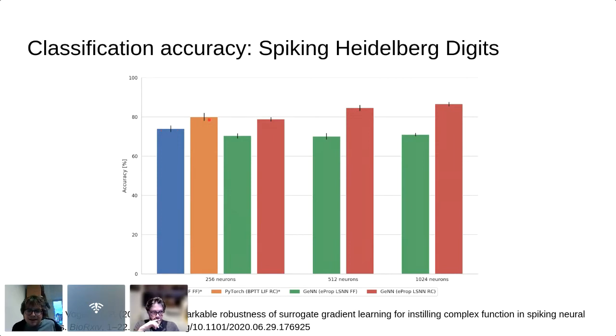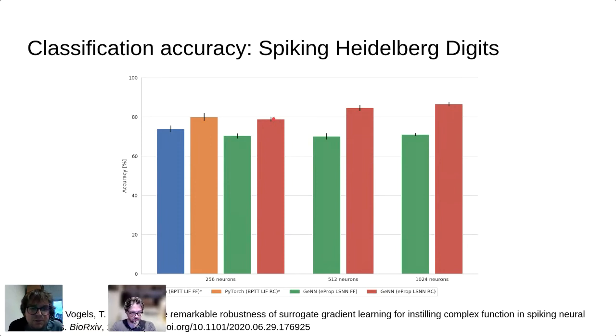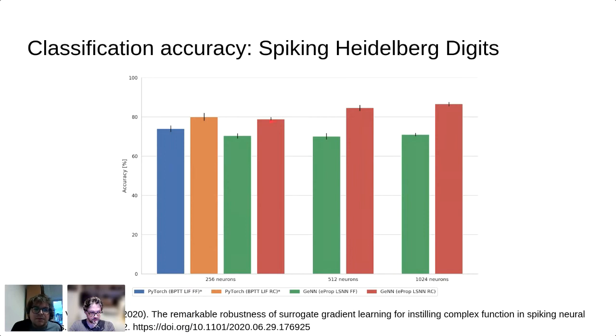Using one of these LSNNs trained with eProp and GeNN, our feed-forward models are slightly worse, as are our recurrent networks, but only very slightly. This is probably within the error bars. And we can overcome this by just throwing a few more neurons at the problem. Because we're not using backprop through time, there's not really any problem using more neurons. And by doing this, we can exceed the performance of the backprop through time trained network.